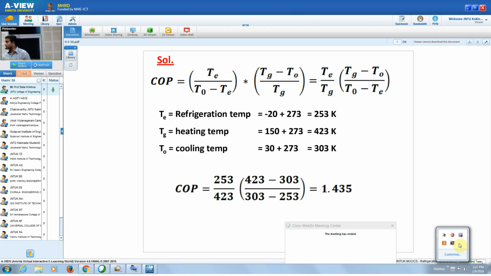We have already mentioned that for any absorption system, in most practical cases, the maximum COP that can be attained for a vapor absorption refrigeration system is around 1.4 to 1.5. We can't get beyond 1.5 COP. Whereas for the vapor compression refrigeration system, COP can be even 4 to 5. But in the vapor absorption refrigeration system, it will be around 1.4 or 1.5. In this problem, we have got 1.435.